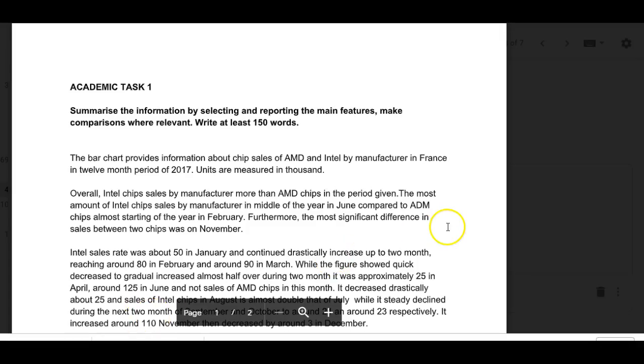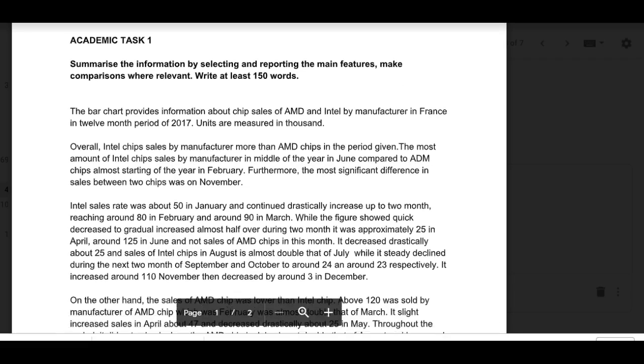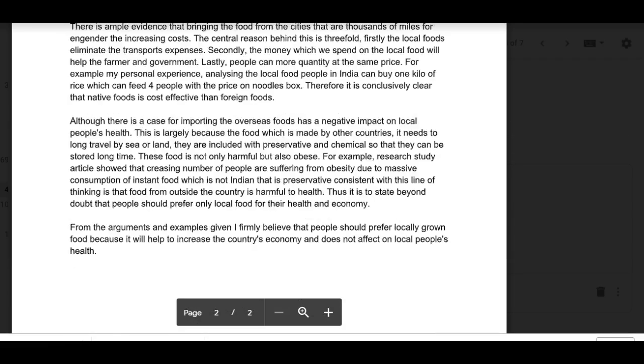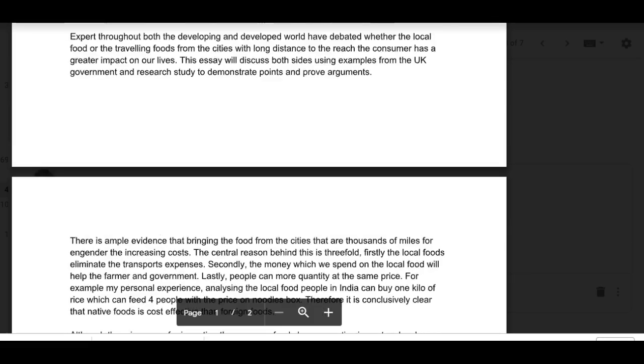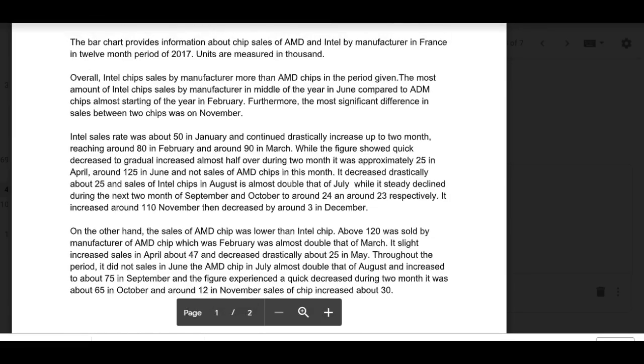Hi there, Kinjal. Okay, so you wrote the chip manufacturer bar chart. Let's see how you did with this, all right? You don't have it with you. You didn't include it here. That would be really helpful because I do need to refer to it.